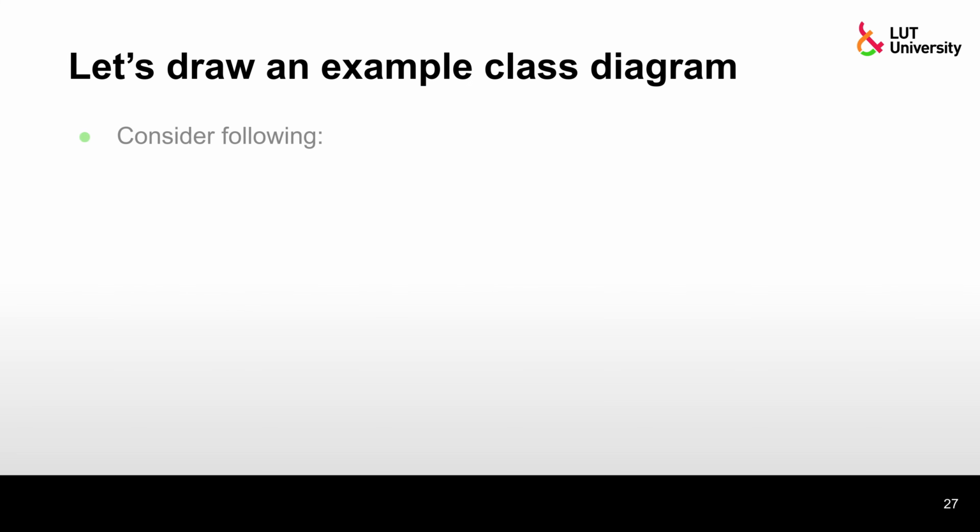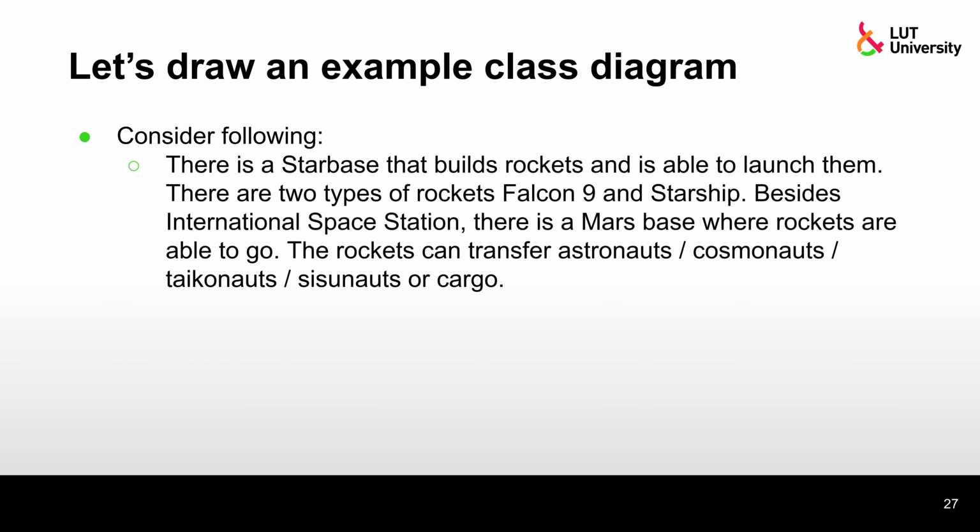So let's draw an example class diagram. Let's consider the following case. There is a starbase that builds rockets and is able to launch them. There are two types of rockets, Falcon 9 and Starship. Besides the International Space Station, there is a Mars base where rockets are able to go. The rockets can transfer astronauts, cosmonauts, taikonauts, sisunauts, or cargo.